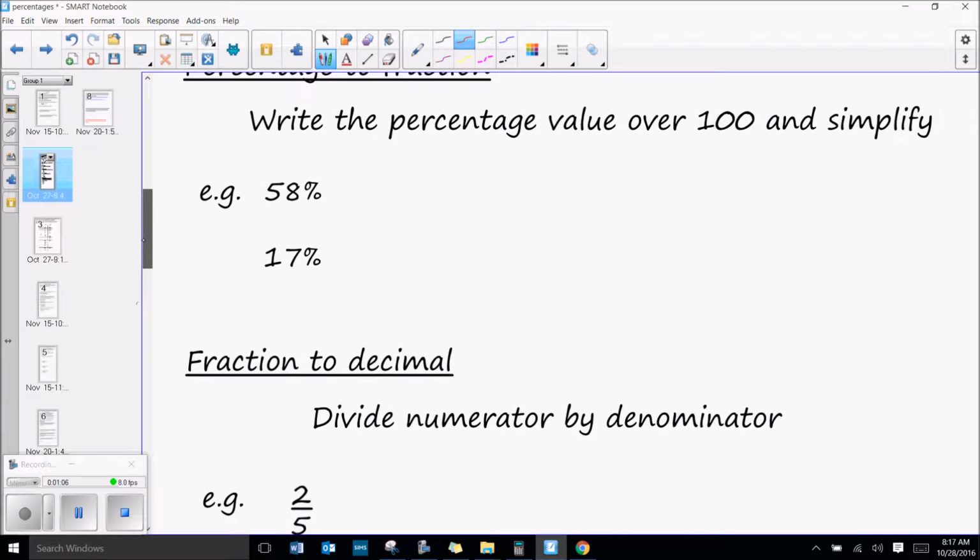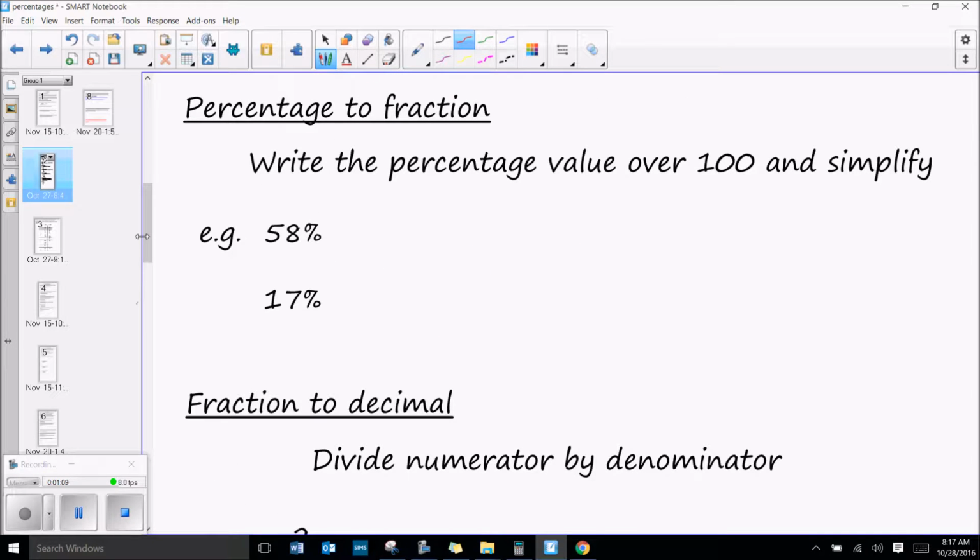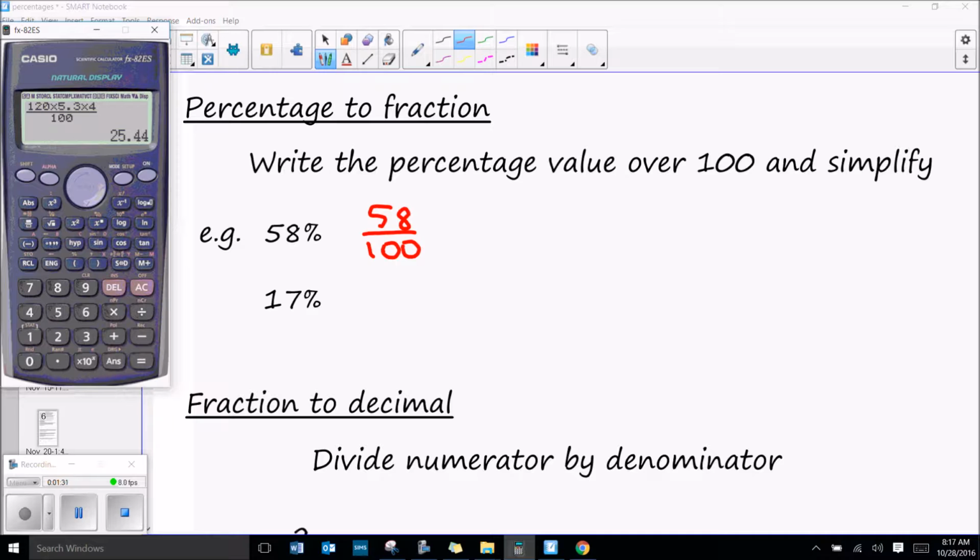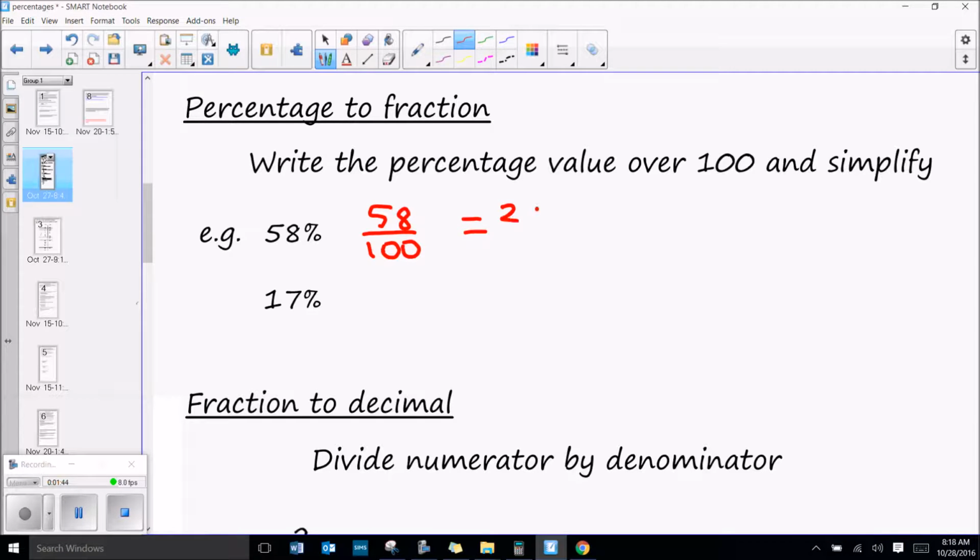Percentage to a fraction. Here we just write the percentage over 100 and then simplify if possible. So 58% would be 58 over 100. If the question doesn't say it has to be in its simplest form, then you could leave it like that. But generally, we would need to make sure we simplify. If your calculator is available, you can simply enter the fraction that we have, 58 over 100, and press equals. The calculator will then simplify it for you, so that's 29 over 50.